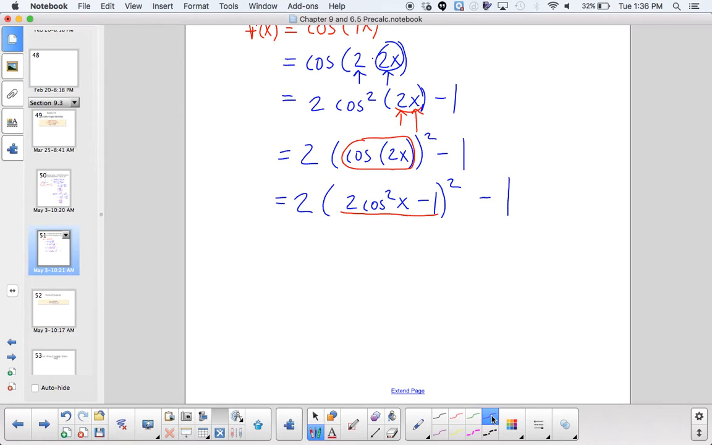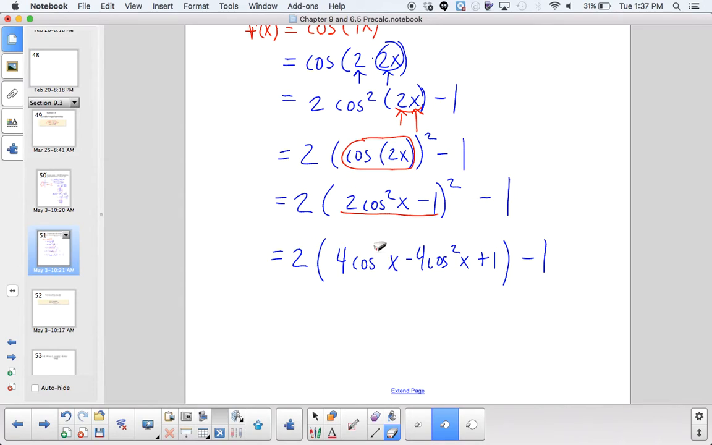Okay. Now at that point, I'm going to leave my 2, and I'm going to go ahead and square this, which means I need to FOIL. Once I simplify that, I realized I would get 4 cosine squared x minus 4 cosine squared x plus 1. And then minus 1. And I see I have one sign. This is actually to the 4th power. And the reason that's to the 4th is because I would get this cosine squared x times cosine squared x and get cosine to the 4th.